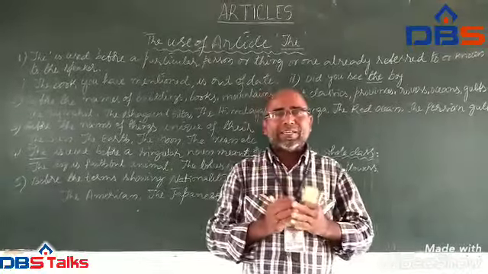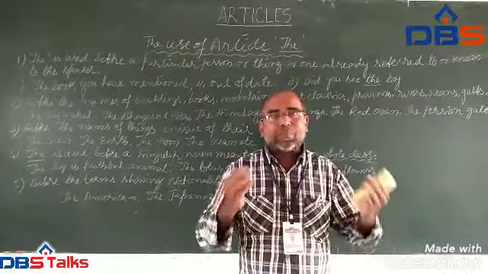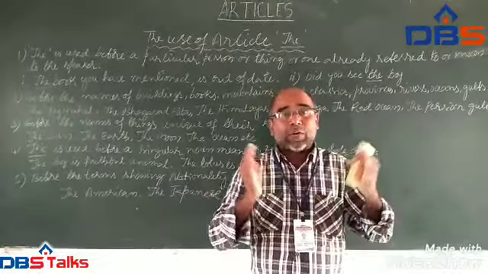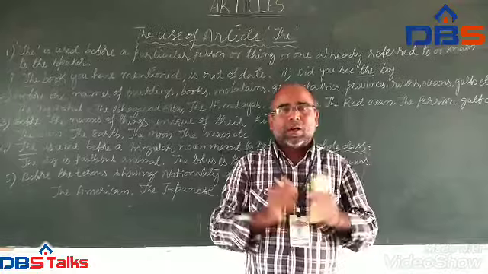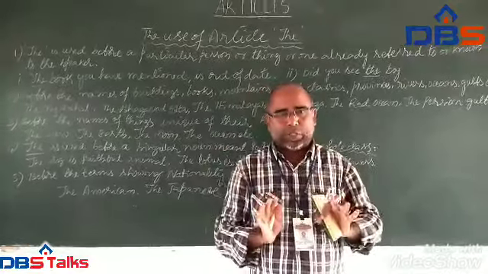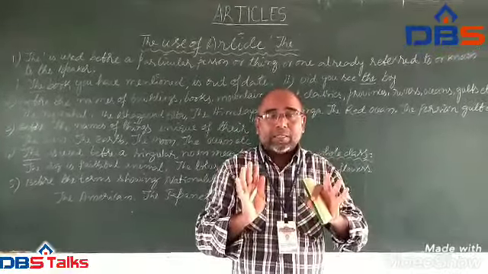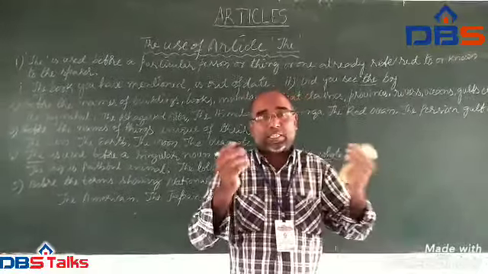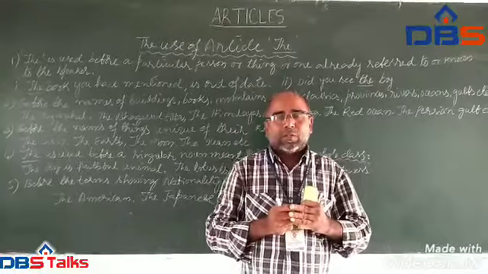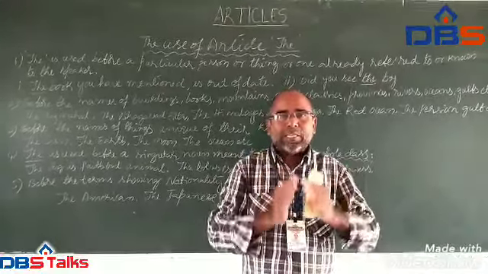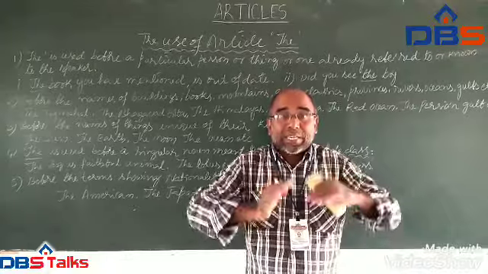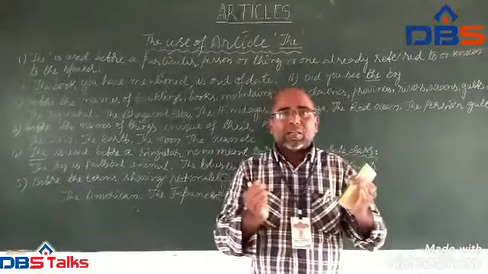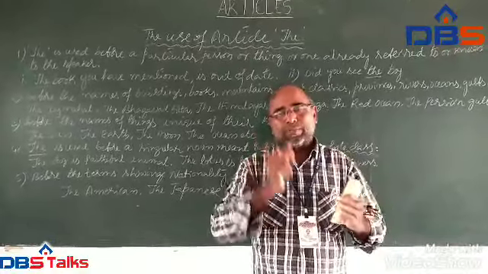A and an are the weakened forms of one. The is the weakened form of that. Articles are not a separate part of speech. They are demonstrative adjectives. They are part and parcel of parts of speech, my dear students. Understand? Coming to the, this is nothing but the weakened form of that. A and an are the weakened forms of one.